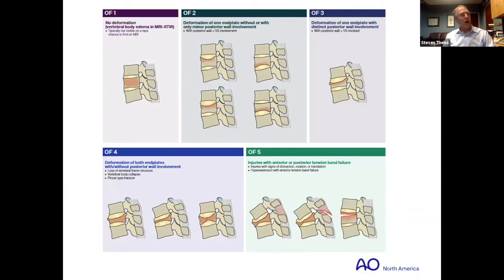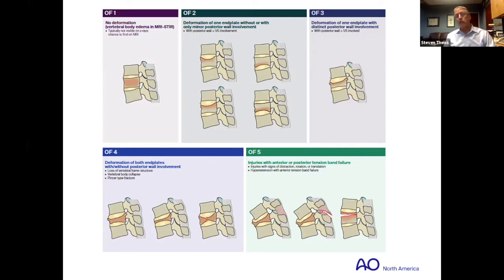These are usually what we think about as occult fractures. They're diagnosed on a STIR MRI or a T2 MRI when you see some edema in the vertebral body, but that's an OF type 1. OF type 2 fracture is where there's deformation of one end plate with or without minor posterior wall involvement. So it can be the superior end plate, it can be the inferior end plate. There can maybe be a little buckle in the posterior wall of the vertebral body, but in general, there's minimal posterior wall involvement, but that's an OF type 2.